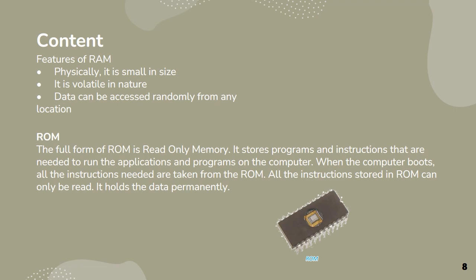ROM. The full form of ROM is read-only memory. It stores programs and instructions that are needed to run the applications and programs on the computer. When the computer boots, all the instructions needed are taken from the ROM. All the instructions stored in ROM can only be read. It holds the data permanently.